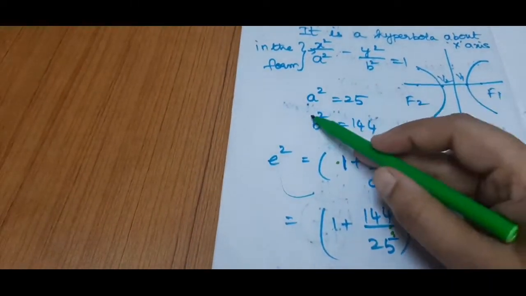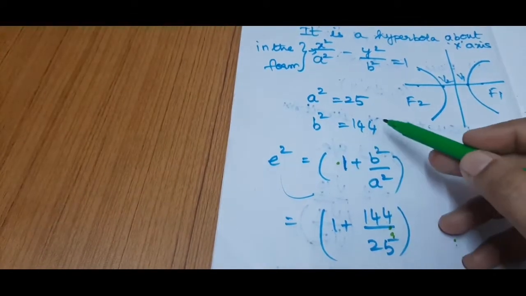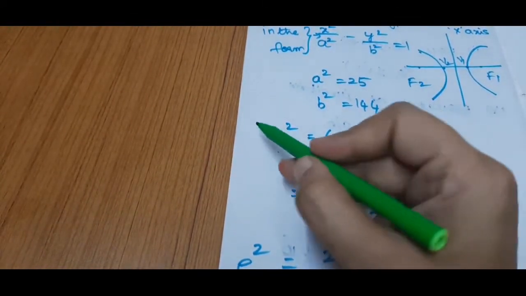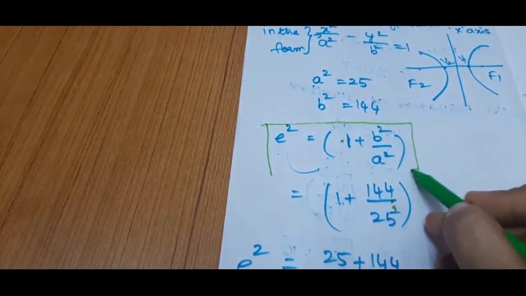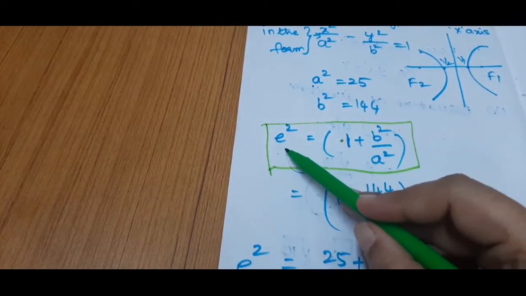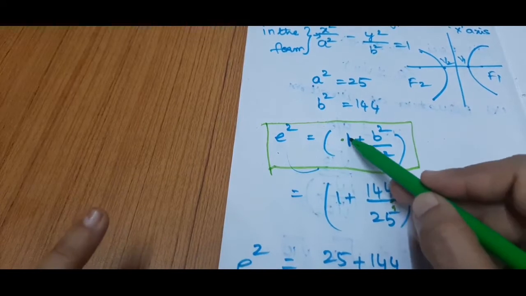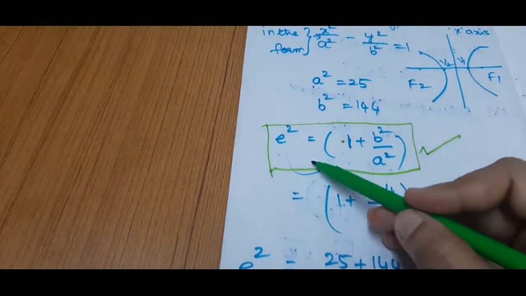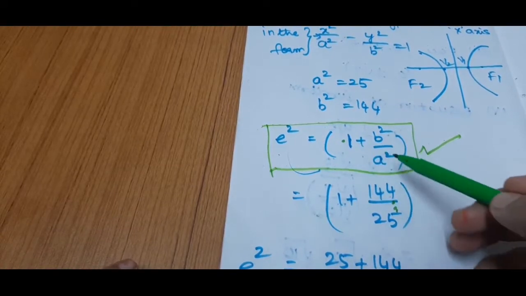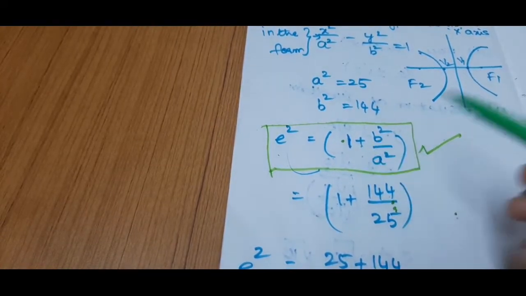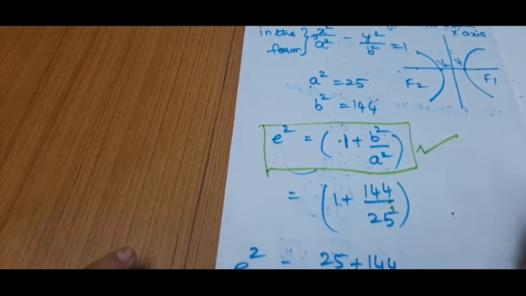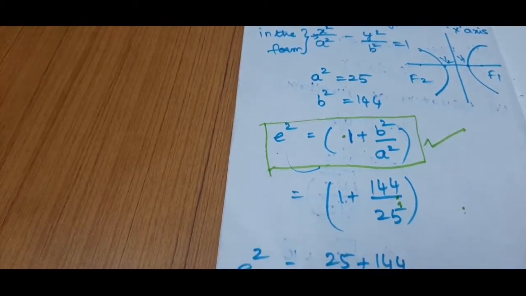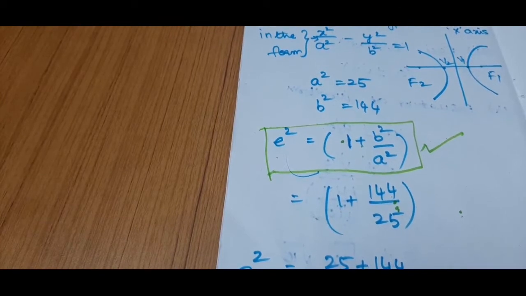So here a square is equal to 25, b square is equal to 144. For an ellipse, you have e square is equal to 1 minus b square by a square. For a hyperbola, e square value will be 1 plus b square by a square. So only the sign will differ for ellipse and hyperbola. These are the things you should keep in your mind. Then only you can do the problem correctly.